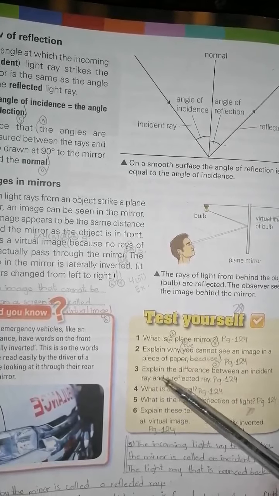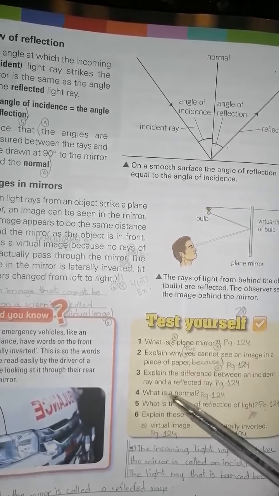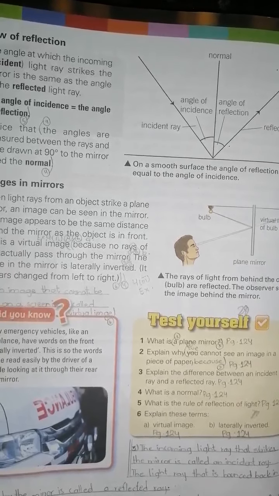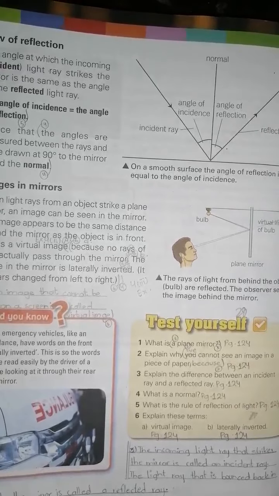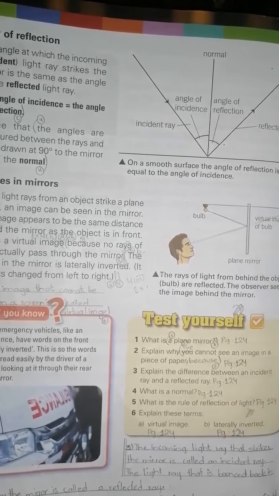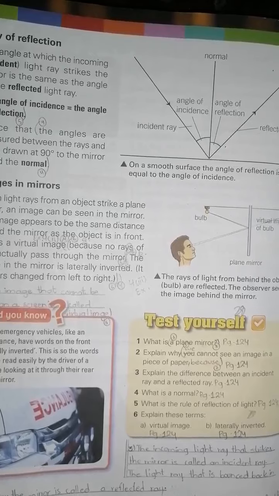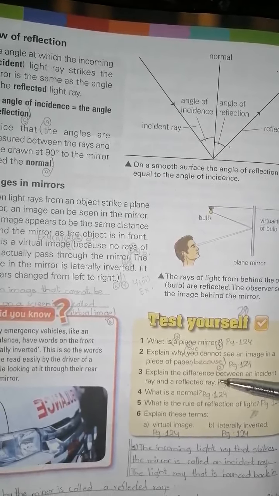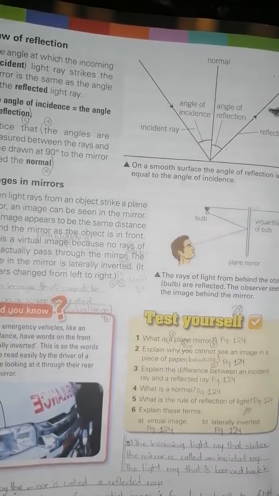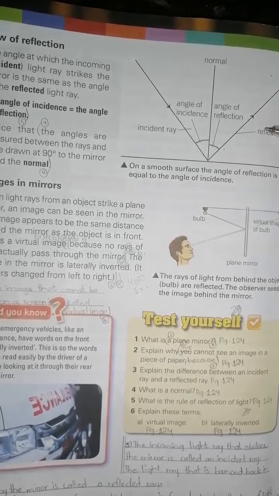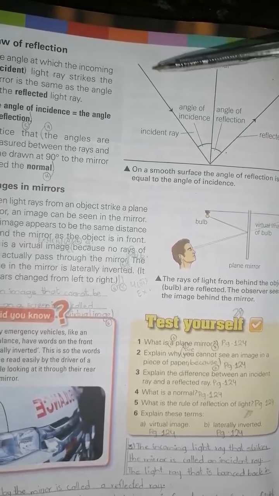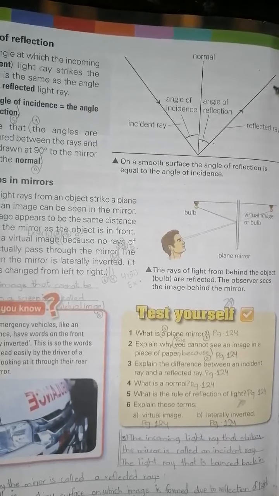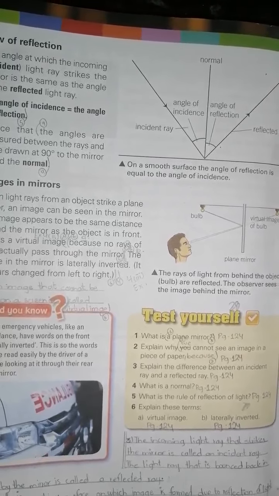Question number 3, explain the difference between an incident ray and a reflected ray. Beta, its answer is the incoming light ray that strikes the mirror is called incident ray. The light ray that is bounced back in the air by the mirror is called reflected ray. And in this question you have to draw this diagram of reflection of light, okay, and explain that this is the incident ray and this is the ray that is bounced back by the mirror in the air, so it is a reflected ray.